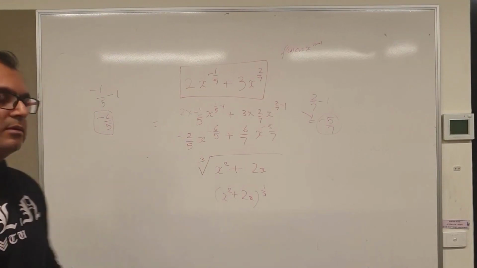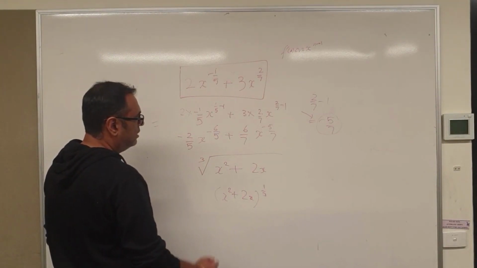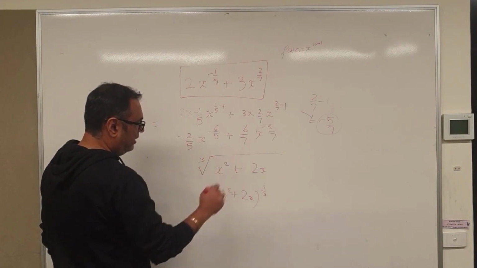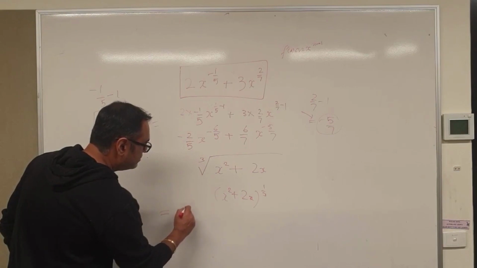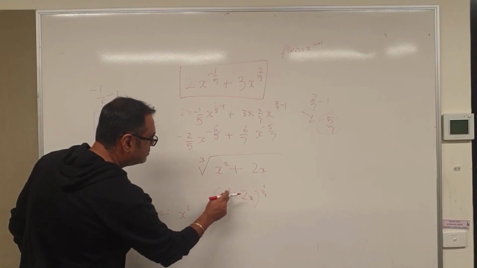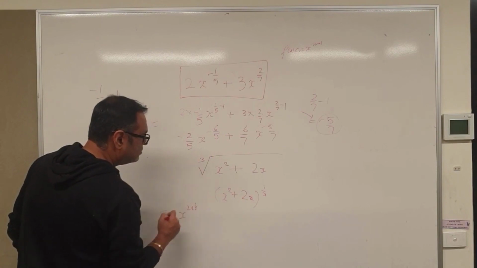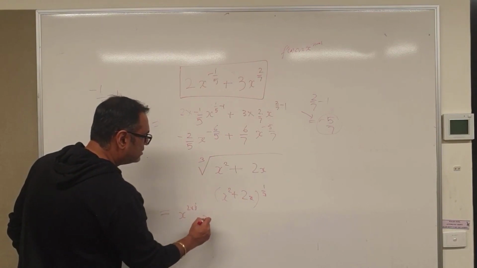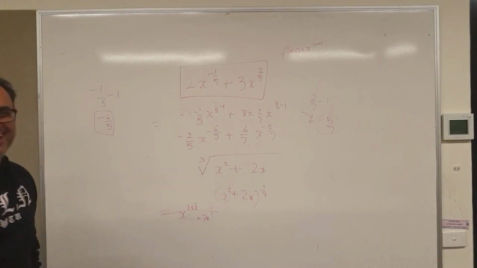I did x squared, and then on the top is 2 plus 1 over 3, and I did plus 2x to the power 1 over 3. Okay, let's go step by step. So what did you do? x squared, and on top of the squared I did plus a third. And then you said 2x to a third. No? You can't.